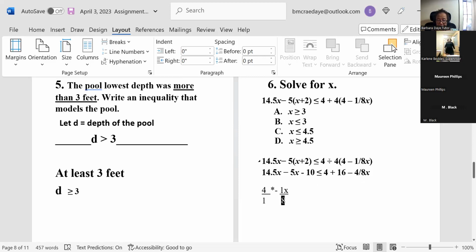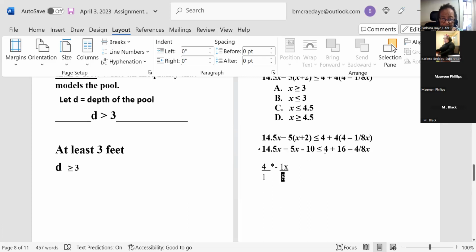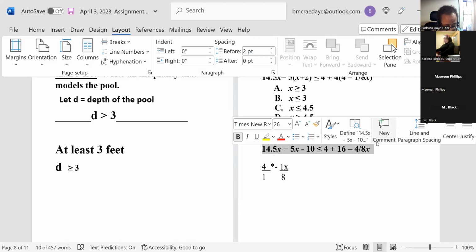But the point is you multiply the 4 times the 4 is 16, and then multiply the 4 over 1 times minus 1 over 8x. That's how we got the minus 4 over 8x. Okay, so at this point, we want to combine all of our variables and all of our constants. So, Maureen, how could you do that? Let's just take this.